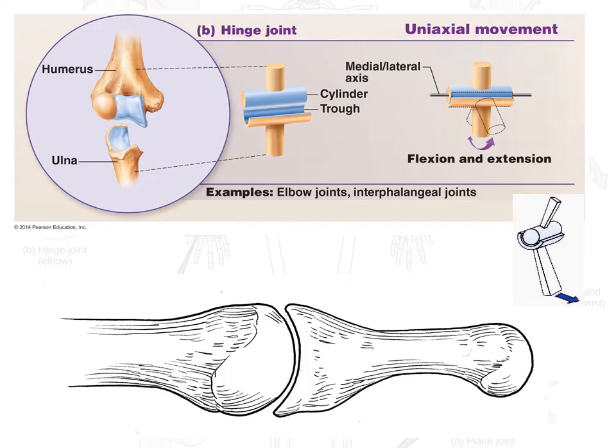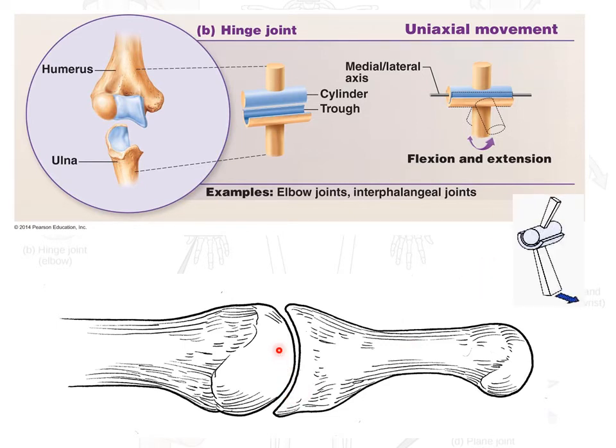Second is a hinge joint. A hinge joint has a cylinder and a trough. A perfect example of this is where the trochlea of the humerus comes in contact with the trochlear notch of the ulna. This allows for uniaxial movement, meaning movement in one axis. That's flexion and extension. Obviously, your humerus and ulna allow for flexion and extension when they come together, and that's being shown here.